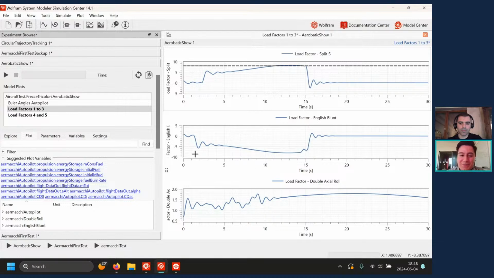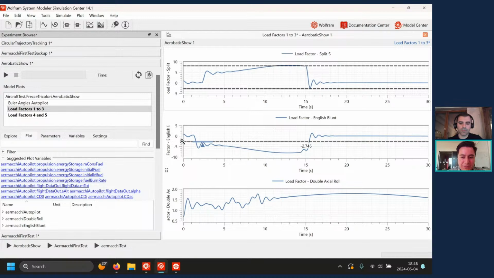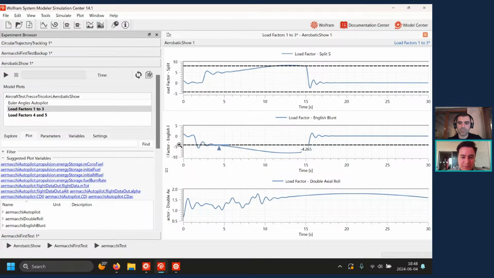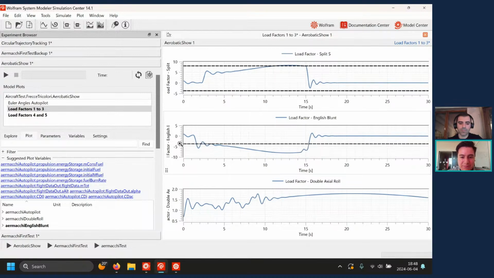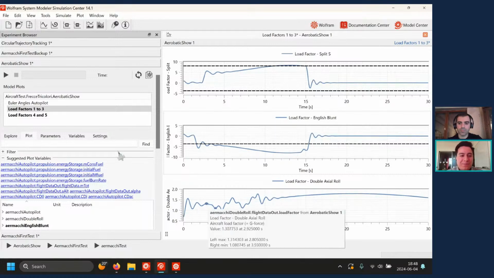Nevertheless, on the English blunt, remembering that our structural limitation was around -4, which is somewhere around here, we see that it's really, really pushing it. So this maneuver, as it was simulated, should not be done. The double axial roll, for example, we see that the loads are not that bad. We are never going over 2.